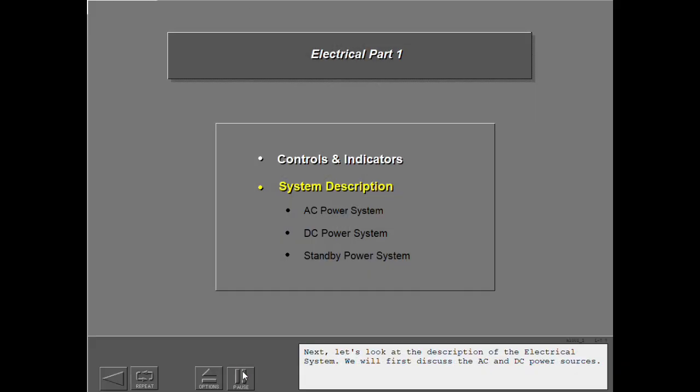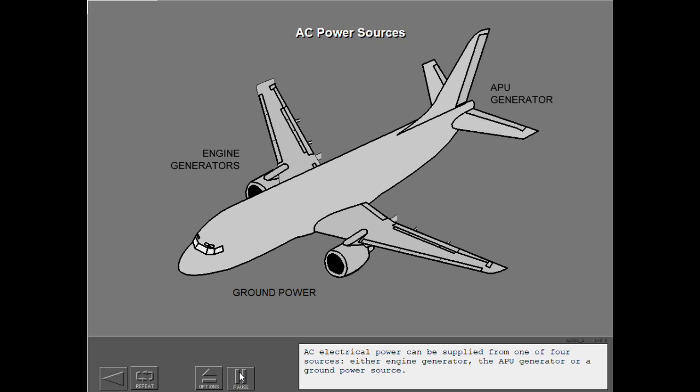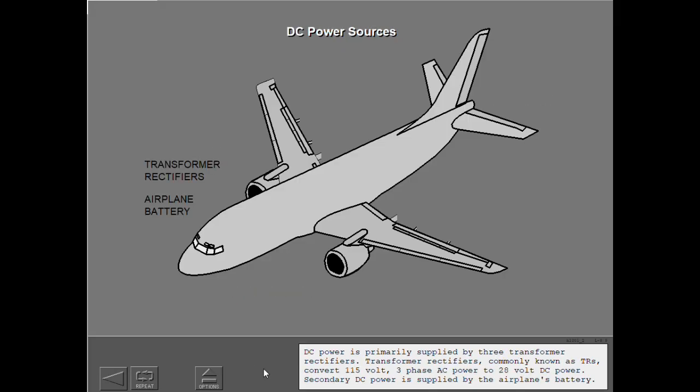Next, let's look at the description of the electrical system. We will first discuss the AC and DC power sources. AC electrical power can be supplied from one of four sources: either engine generator, the APU generator, or a ground power source. DC power is primarily supplied by three transformer rectifiers. Transformer rectifiers, commonly known as TRs, convert 115-volt three-phase AC power to 28-volt DC power. Secondary DC power is supplied by the airplane's battery.